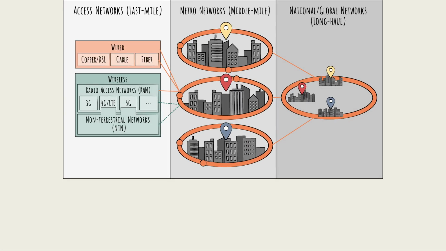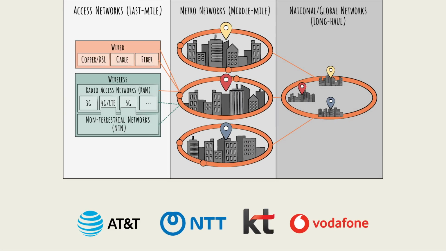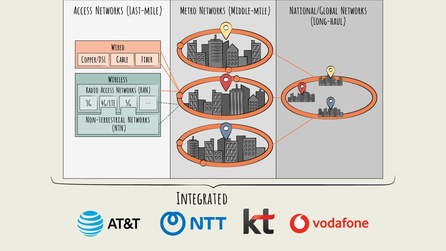Across this network of networks, you have different network operators. The major telecom operators like AT&T, NTT, KT, Vodafone tend to do a bit of everything. Those that serve both wired and wireless access networks are called integrated carriers. There are also some players that focus on a particular type of network.